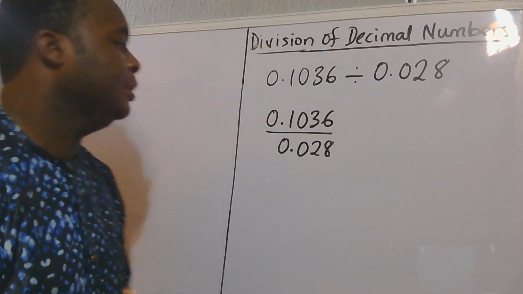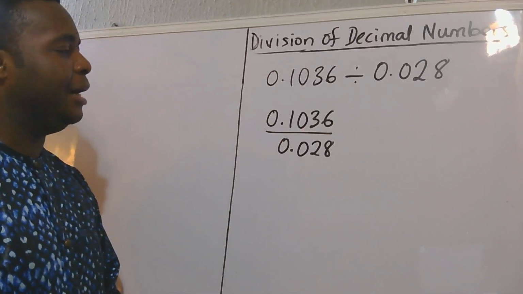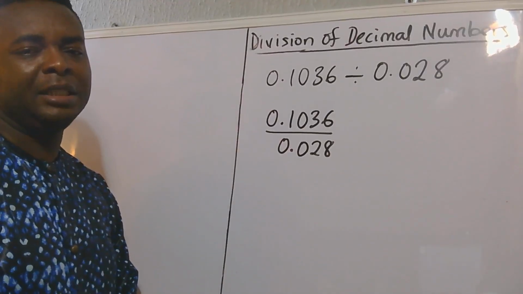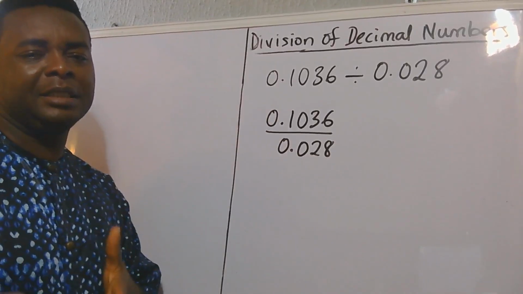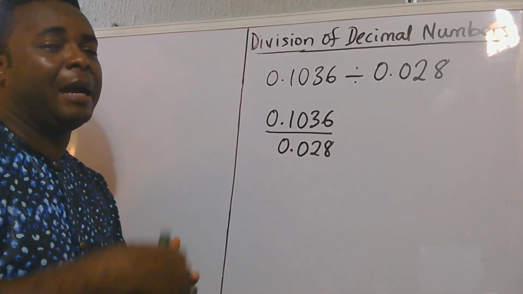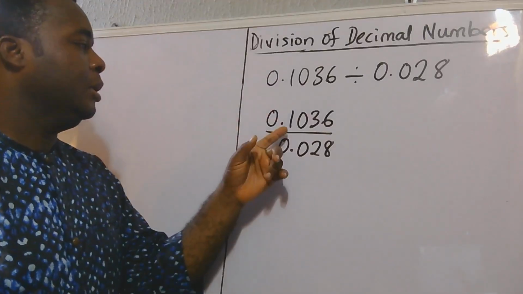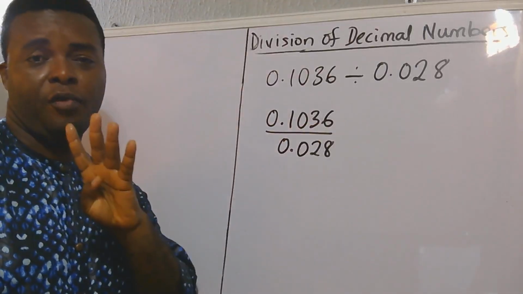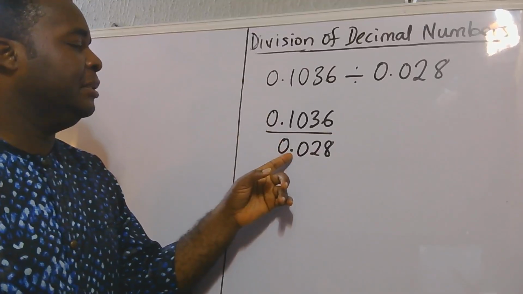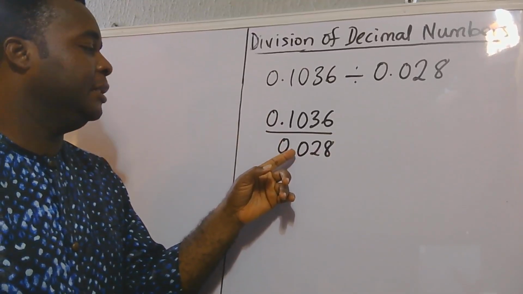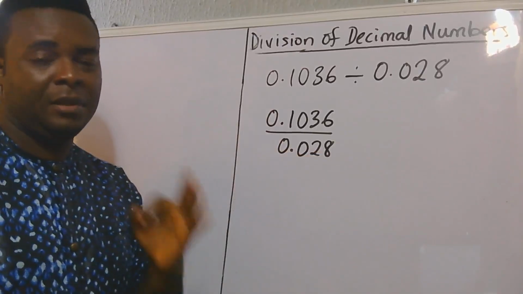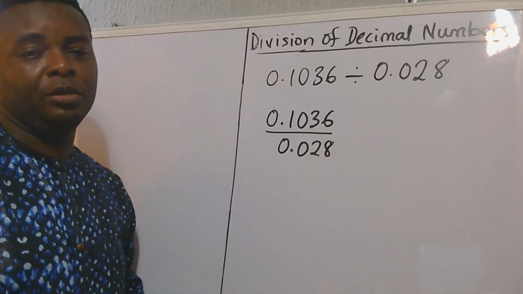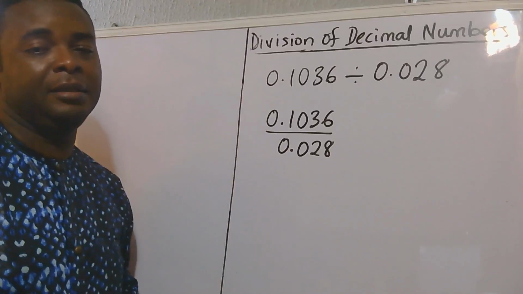Remember that. Alright, now looking at the numbers up and down, which one has more decimal places? The numerator has more decimal places. Remember, decimal places refer to the numbers that appear after your decimal point. The numbers after the decimal point are 1036. Four numbers. The number after this decimal point at the denominator is 028. Three numbers. So we'll start with the numerator because it has more decimal places.